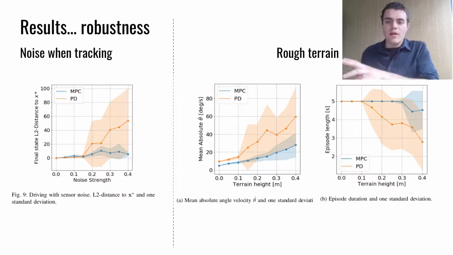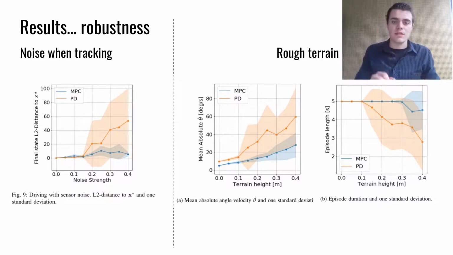In the rough terrain case, we measure two things. This is the mean absolute velocity of the angle of the robot, as well as the episode duration. So we terminated the episode when the robot falls over, and falling over means an angle of less than 85 degrees from the top. So MPC again shows much less variability in performance.